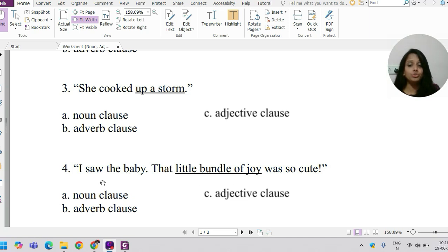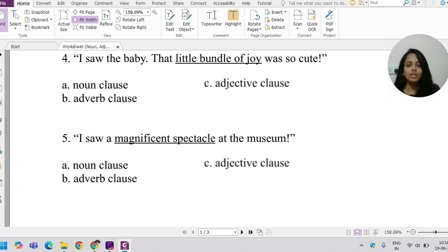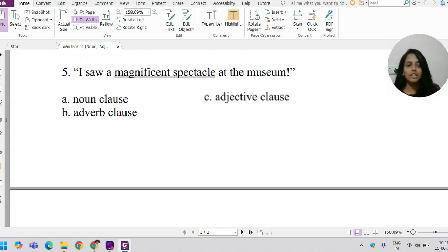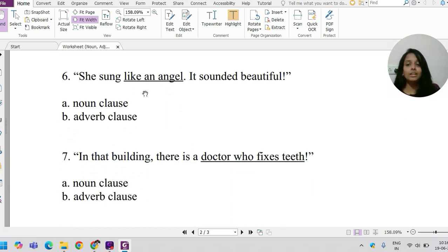I saw the baby, that little bundle of joy. So it refers to the baby, right? Noun class. And then I saw a magnificent spectacle at the museum. Magnificent spectacle. Again, it's a noun class. And the next one, she sang like an angel. It sounded beautiful. This one is adverb class.